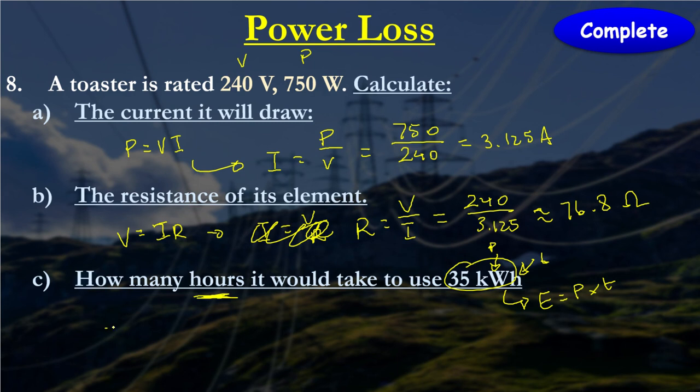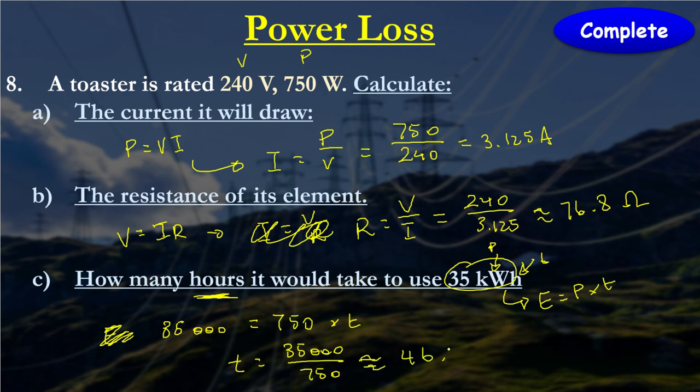So we have energy is, so just to rearrange, or actually let's just substitute all the values in. 35,000 watts equals 750 watts times the time. That's the hours we need, and so this is what we have. That is going to approximately equal about 46.66 repeating hours. Okay, so that's the amount of hours to use up that amount of energy.